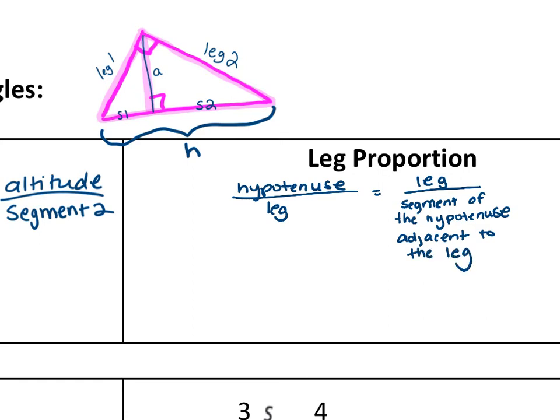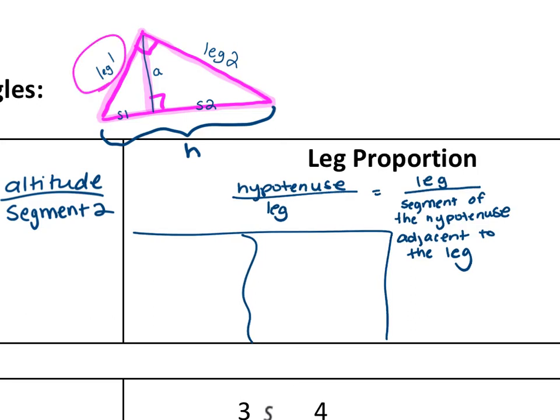Okay, so which one would that be? All right, so there's 2 here, right? Because there's 2 legs. So there's 2 different ratios you could set up. Let's say I want to find leg 1. Hypotenuse is the hypotenuse no matter what. So that's H. Now I want that to go over leg 1, equals the leg 1 that repeats. What segment of my hypotenuse is adjacent or next to leg 1?